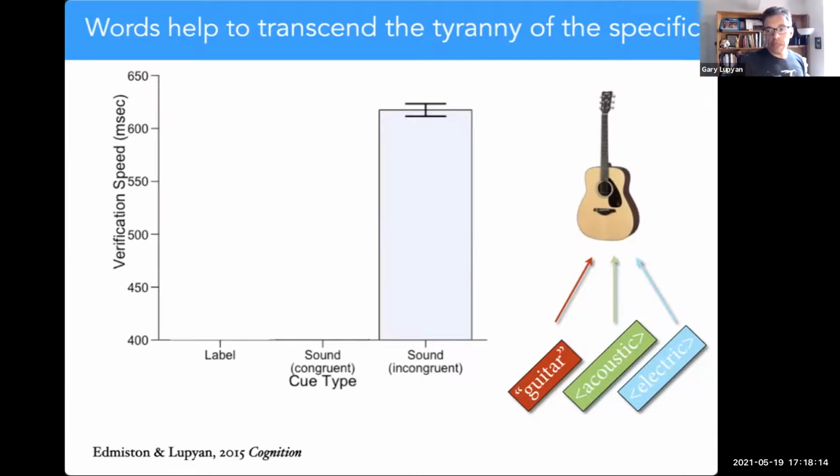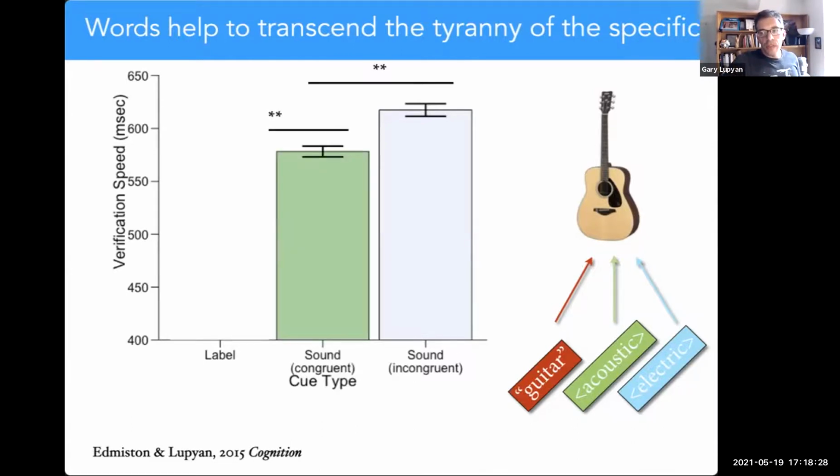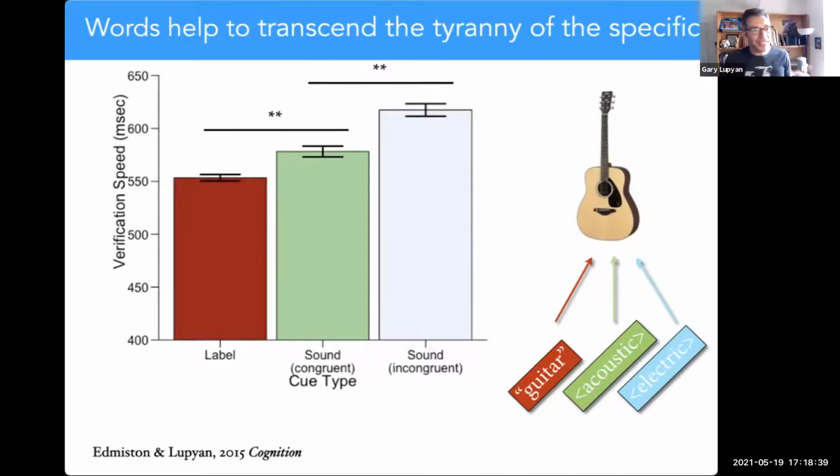So here's what happens when people hear, for example, an electric guitar sound followed by an acoustic guitar. It takes them about 625 milliseconds to recognize that, oh yeah, it's a guitar. If the sound matches, so if they hear an electric guitar sound followed by a picture of an electric guitar, they're faster. What about if they just hear the word guitar? It has less information, but that's precisely it. It has just the right information. It has the information about the category. So hearing guitar activates your knowledge in a way that allows you to more efficiently recognize a guitar. What kind of guitars? The more typical ones.